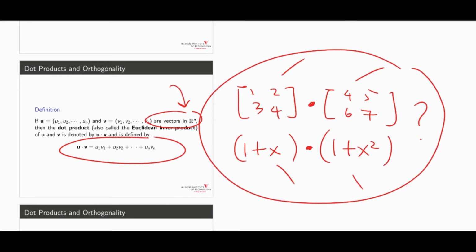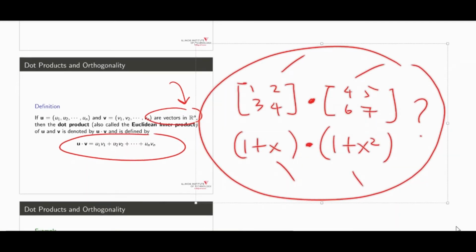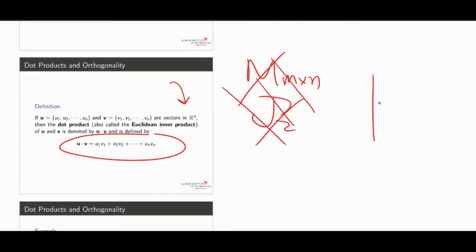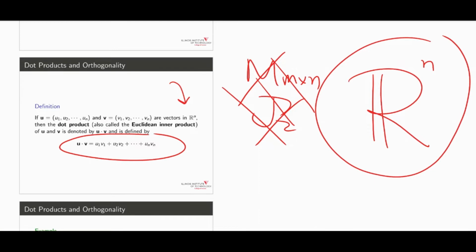So pay attention to the definitions. Every time you read a new concept, make sure you know in what context that particular definition applies. In this case, we are not talking about spaces like m by n matrices or P2. We are basically going all the way back to the basics and talking about vectors that are in Rn. For vectors in Rn, we can talk about the dot product between them, and the definition is given by this. So that's the definition. Now we know what a dot product is.